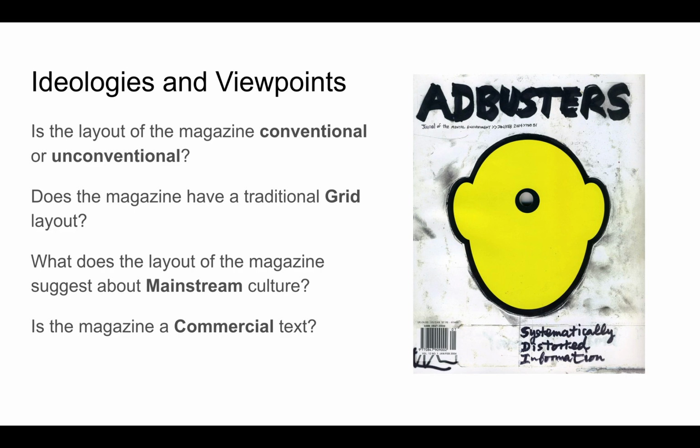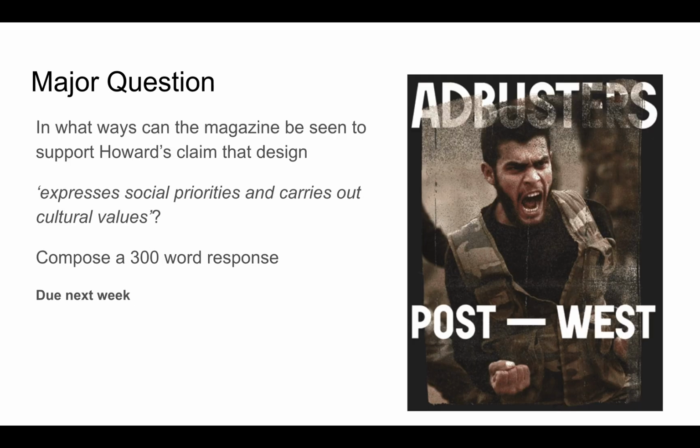Moving back to Adbusters, and another example: is the layout of the magazine conventional or unconventional in this example? Does the magazine have a traditional grid layout? What does the layout of the magazine suggest about mainstream culture? And finally, is this magazine a commercial text or is it something else? In what ways can the magazine be seen to support Howard's claim that design expresses social priorities and carries cultural values?